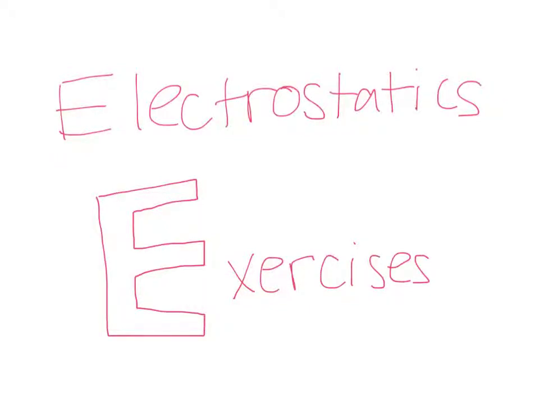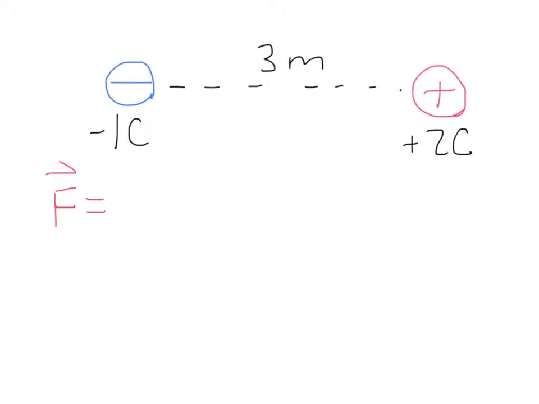Hello again. Why don't we work on some electrostatics exercises? Let's warm up with a simple Coulomb problem here. We've got one charge, -1 Coulomb, which is 3 meters away from a positive charge, 2 coulombs. Can you calculate the force between these two and describe whether it is attractive or repulsive? Why don't you pause the video?